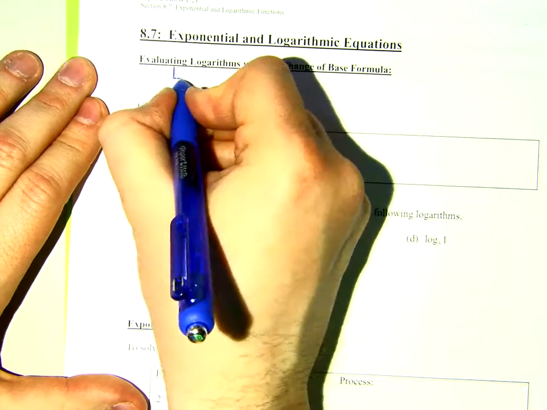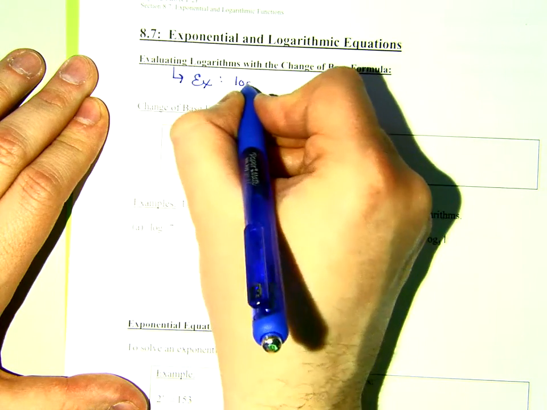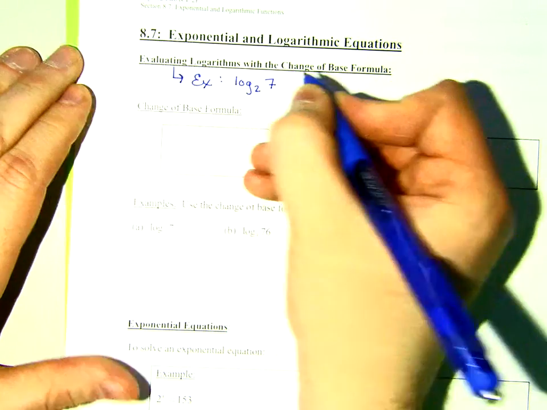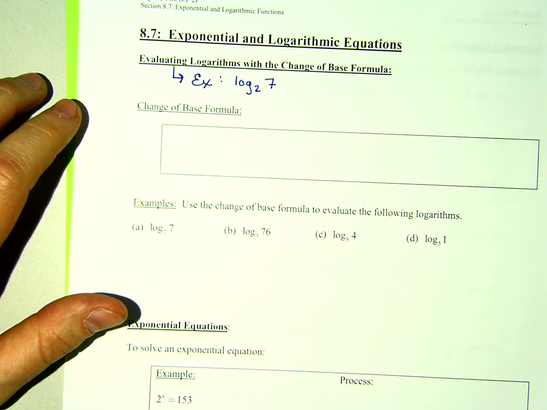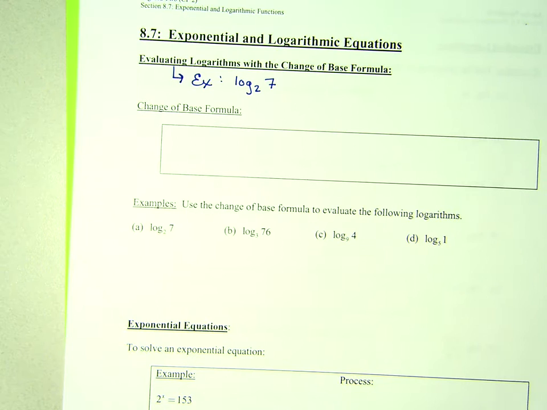Here's the point. There's a quiz on Tuesday. What type of quiz? Surprise. It's a surprise. There's a surprise quiz on logs on Tuesday. It's a surprise quiz because you're going to forget, but don't forget. There's a quiz on Tuesday. Everything we've done, so 8.4 through 8.6. Converting and evaluating, graphing, and the properties.